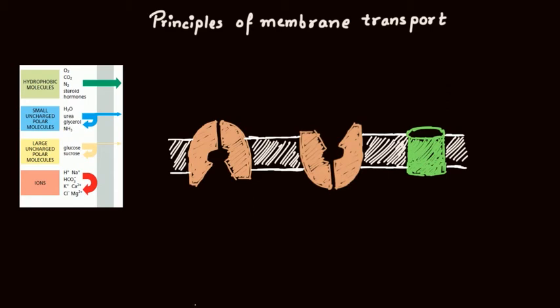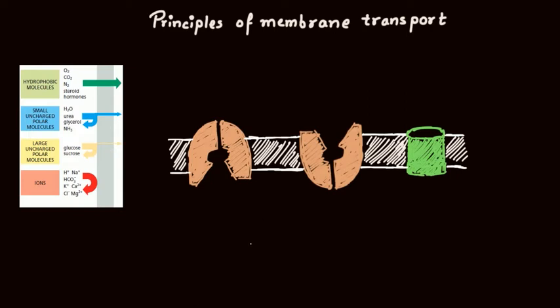Let's talk a little bit about principles of membrane transport and how substances move in and out of the cell, or how these molecules cross the cell membrane, and what are the key players that help the molecules do so.